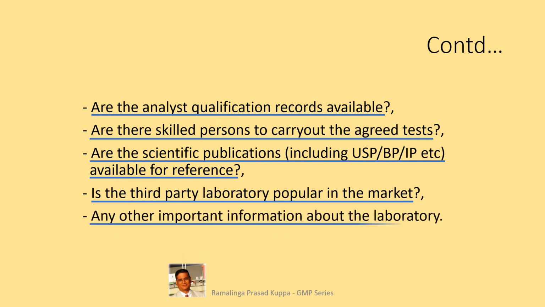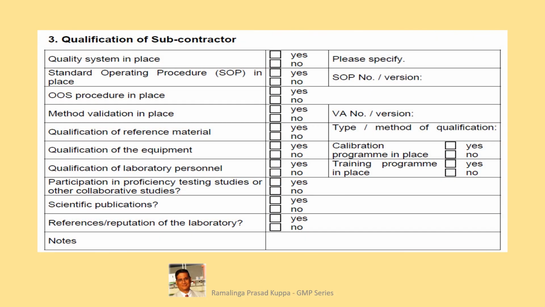Any other important information about the laboratory? Other important information on the transparency in operations, less number of complaints, etc. should also be the part of checklist 3. The same information is captured in this format. This format can also be obtained from the same guide PA/PH OMCL 1439 R2.